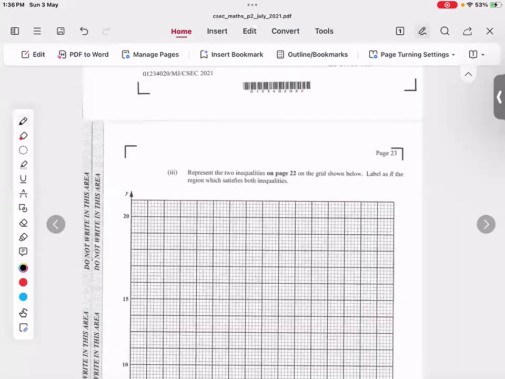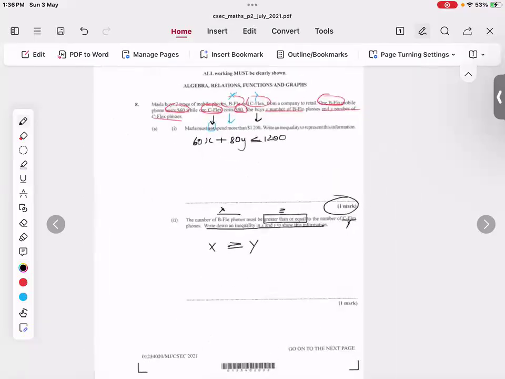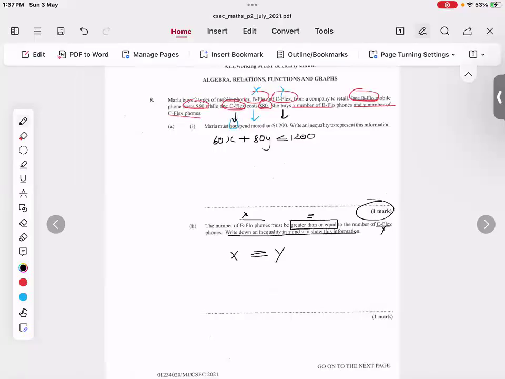Now they say we must represent the two inequalities, which is the two that we just created. That is on page 22, which if you do it, you're going to represent those on the grid shown below. And you must label as R the region which satisfies both inequalities. All right. Now, somebody from my group of students that I've taught this topic.